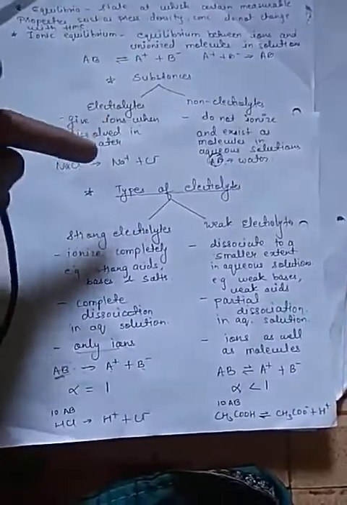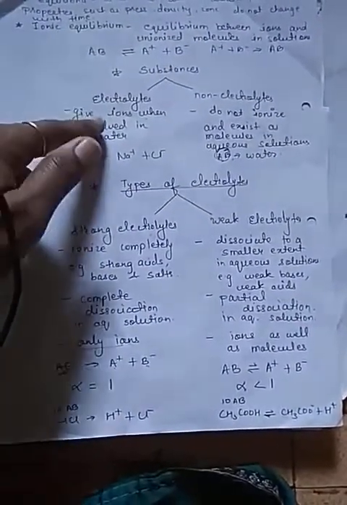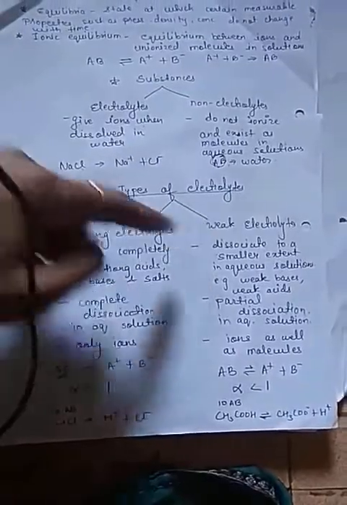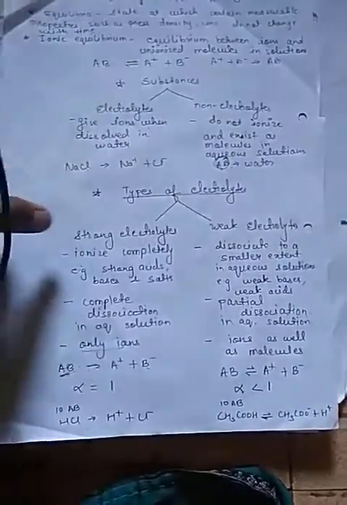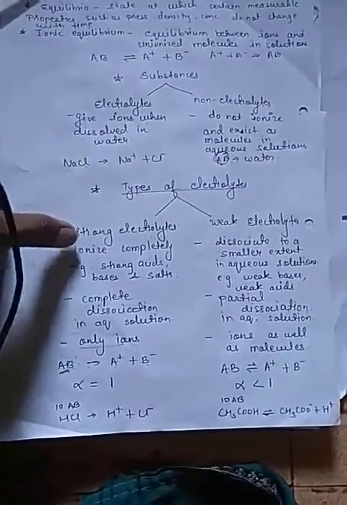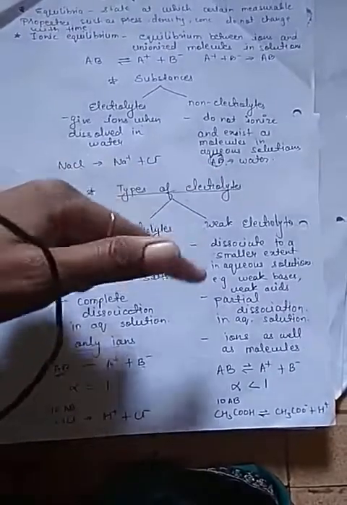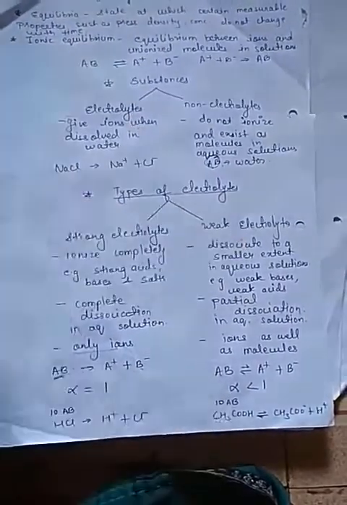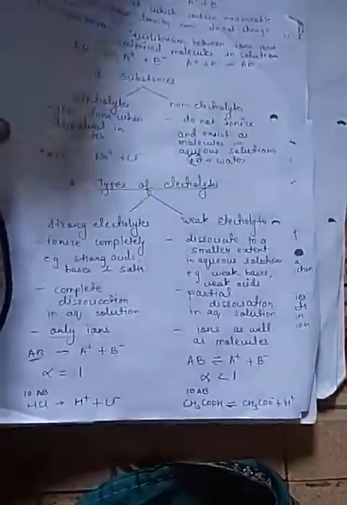Now these electrolytes, when they dissolve in water, they give ions. They are of different types: strong electrolyte, weak electrolyte. Strong are the one which ionize completely, and weak are the one which ionize partially. So these are the different types of electrolyte. After that we have seen that depending upon how much these electrolytes dissociate, their dissociation is being defined by the degree of dissociation. What does it actually mean?